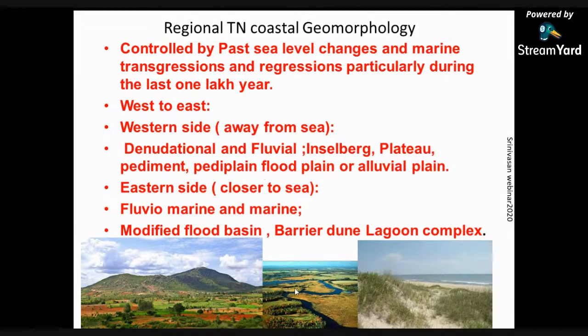Then slowly it comes to the alluvial floodplain. When we come to the east, you get to a marine setup. Eastern coast, eastern side, you have the coastal dune, your coastal clay. So from the fluvial hillock and the floodplain type, we run into a coastal system, a coastal morphology, coastal landform units like barrier dune lagoonal complexes.